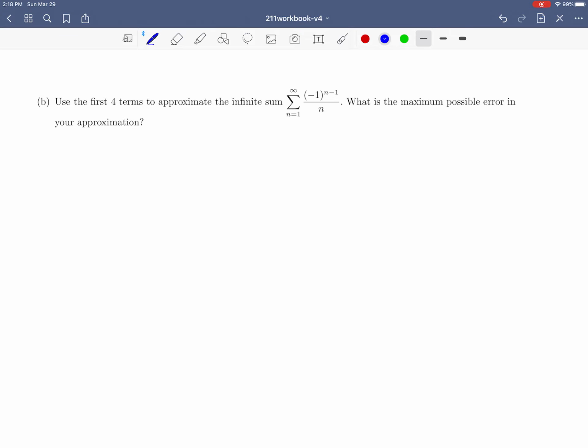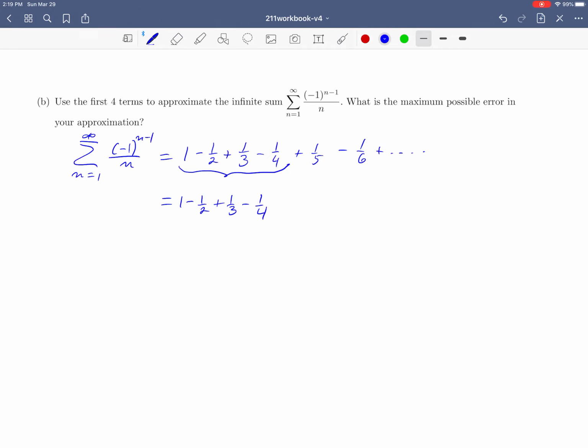Okay, in part B, they ask us to use the first 4 terms to approximate the value of this infinite sum. And then they want to know what is the maximum possible error of this approximation. Okay, let's see. So we have our series, n goes from 1 to infinity, of (-1)^(n-1) over n, and this is 1 minus 1/2 plus 1/3 minus 1/4 plus 1/5 minus 1/6, and so on.